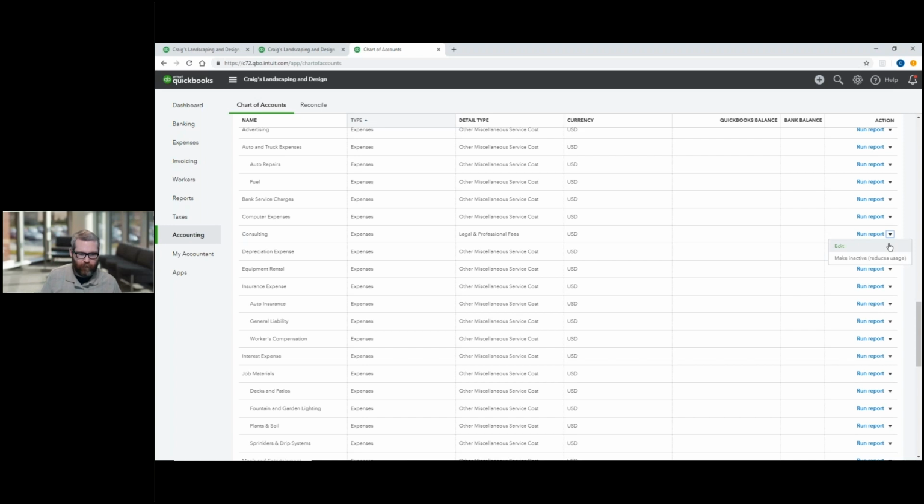By the way, if you ever need to make an account go away, you can also choose to make it inactive, and that'll take it off of this list. If you're worried about affecting past transactions, don't. It's not going to affect any of your past transactions at all. It only makes it go away for the future. So whenever you're filling out a new transaction, it won't show up as an option. So it makes it a little bit easier if you've got a long chart of accounts, and you don't want to use any old accounts anymore. So we're going to edit this one.